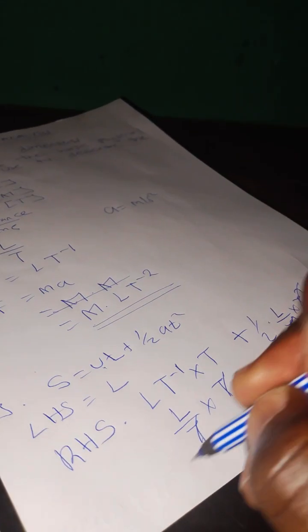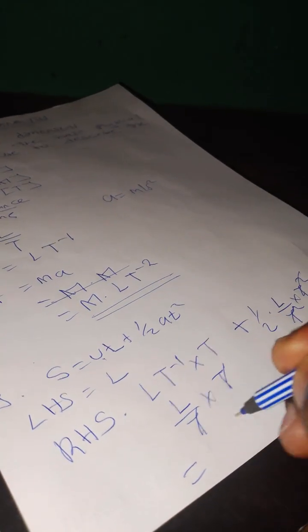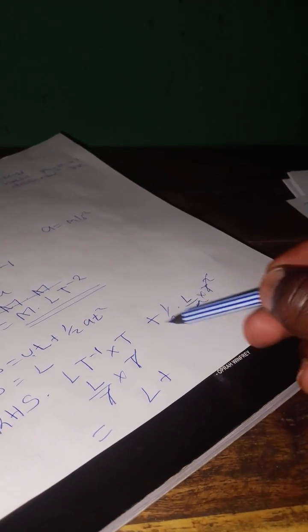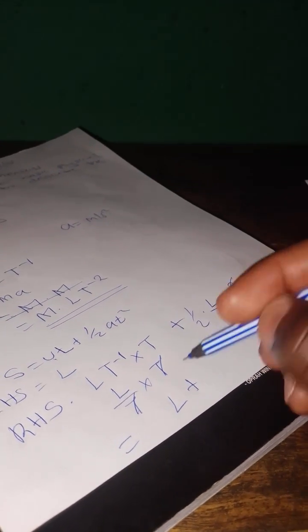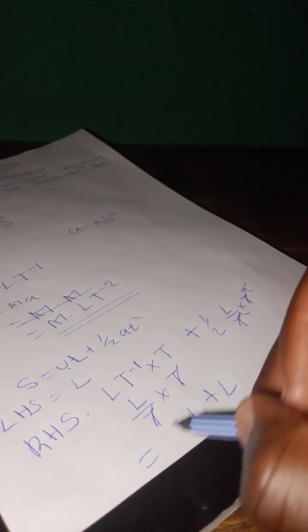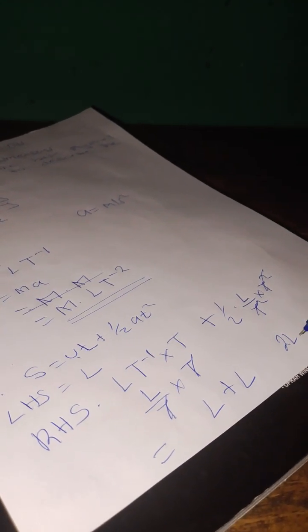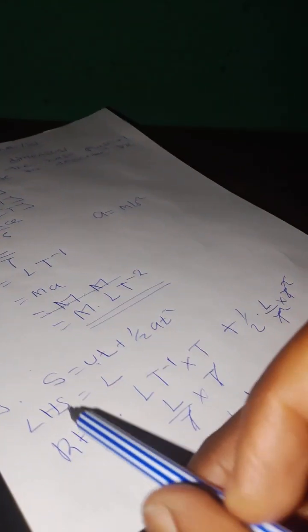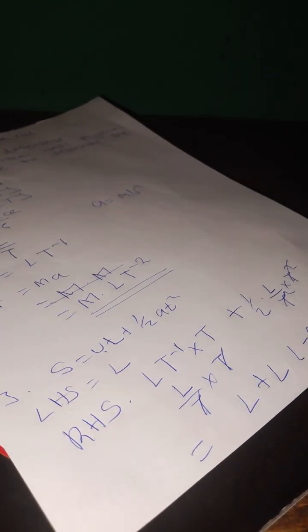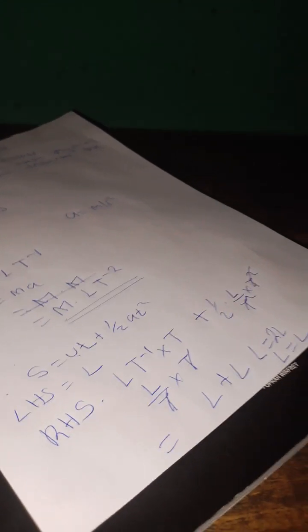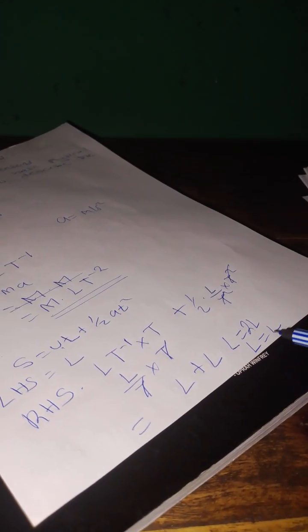So we are going to remain with L plus L. In dimensional analysis you ignore the numbers like 1 over 2. You are just working with the letters. So L plus L, that's 2L, just L. The left hand side was L. So if you ignore the numbers, L is equal to L, which means the equation is correct.